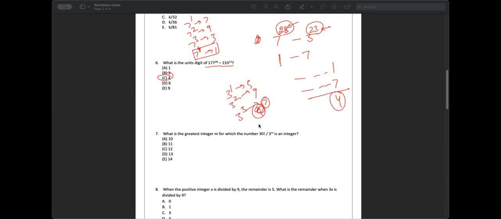Some bigger number ending with 1, some smaller number ending with 7. I mean, when we subtract it, that's how it'll work. Right, everyone? Clear? Any doubts on this?